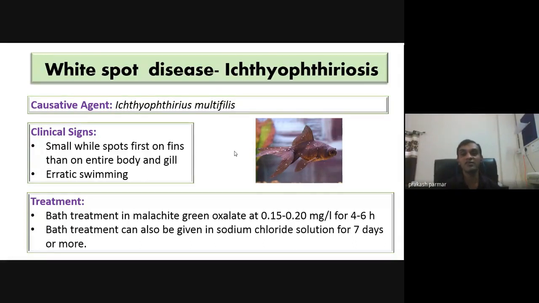Again, this disease is very easy to identify. It looks like white nodules or white spots on the skin, or sometimes like sprinkled salt over the surface. Very small, minute white spots will appear on the skin and on the fins. Treatment here is malachite green oxalate and a bath treatment with sodium chloride solution.